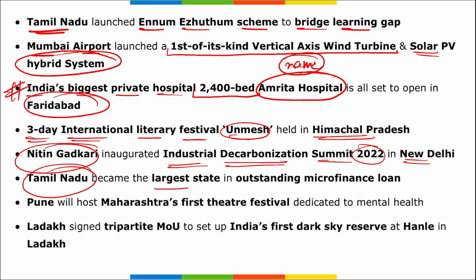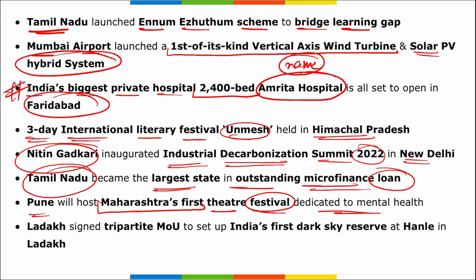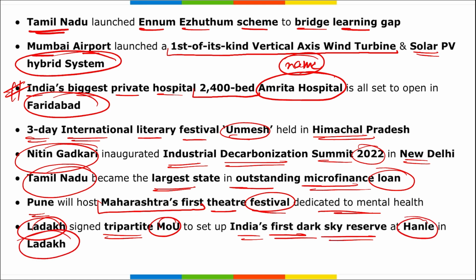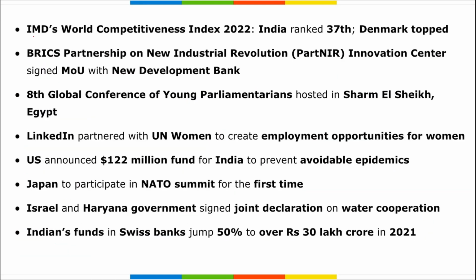Tamil Nadu became the largest state in outstanding microfinance loans. Pune will host Maharashtra's first theatre festival dedicated to mental health. Ladakh signed a tripartite MOU to set up India's first dark sky reserve at Hanle in Ladakh. Next, IMD's World Competitiveness Index for 2022 was released, in which the rank of India was 7th and Denmark secured the first position.